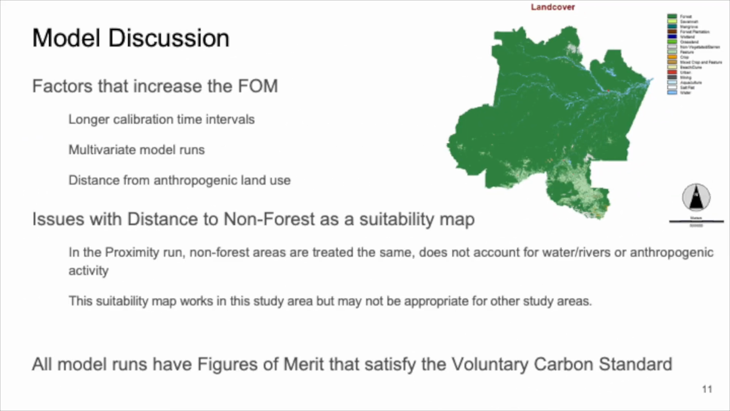Our results indicate that models with longer calibration intervals that consider multiple variables, including distance from anthropogenic land use, have the potential to increase the figure of merit. We also found that solely using the distance to non-forest as a driver map discounted the effects of other land cover categories, such as water and rivers.